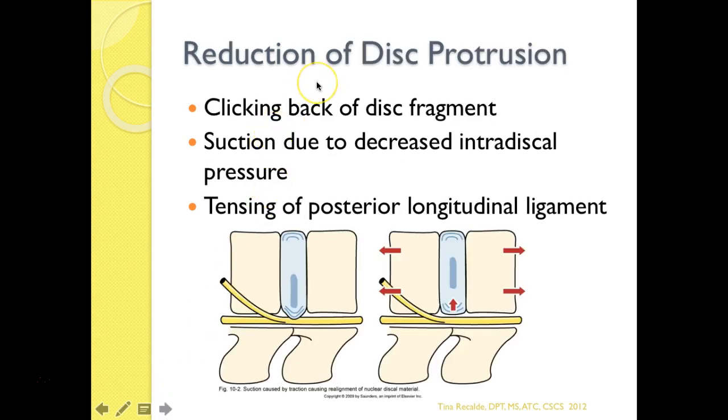We also, with traction, get that reduction of disc protrusion. So they theorize that you get this clicking back of the disc fragment. That's due to this intradiscal pressure that happens with traction that increases the tension of that posterior longitudinal ligament as well. So you can see that here in this diagram. And it's really important for you to know when you're doing traction that you're only wanting to do this on disc fragments that are still attached. You don't want to be doing this on floating disc fragments, because then the traction is unpredictable and you can cause some pretty severe adverse pain for that patient.